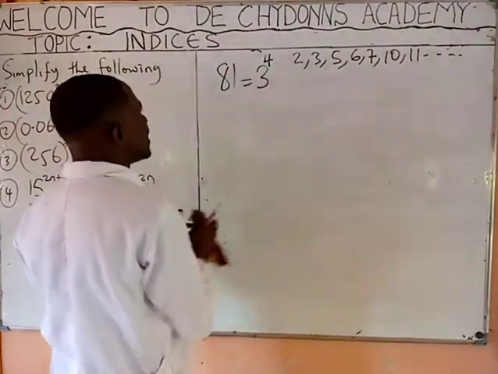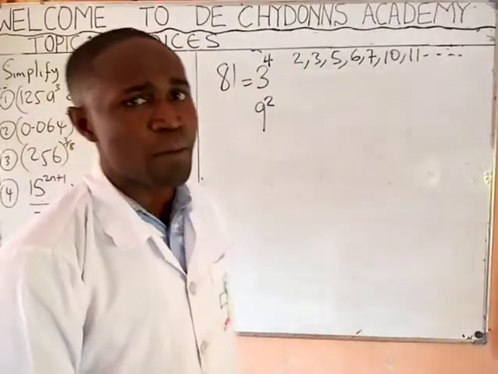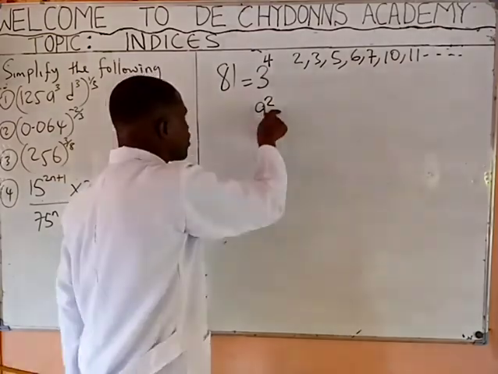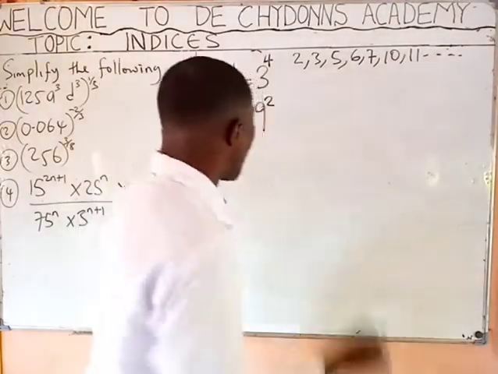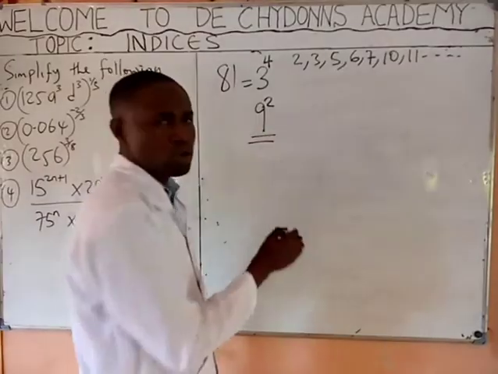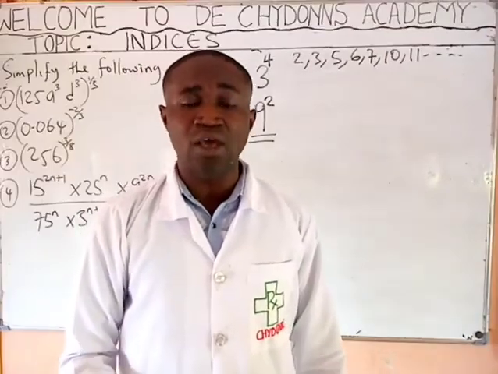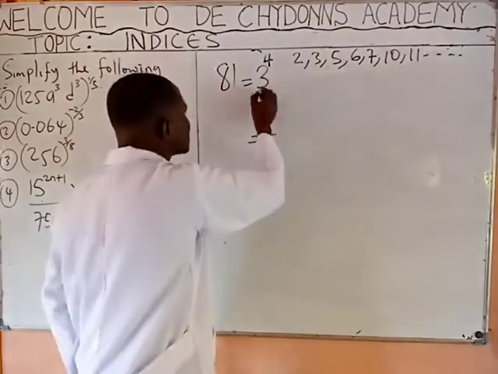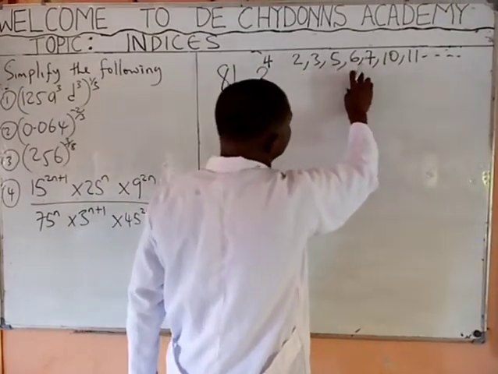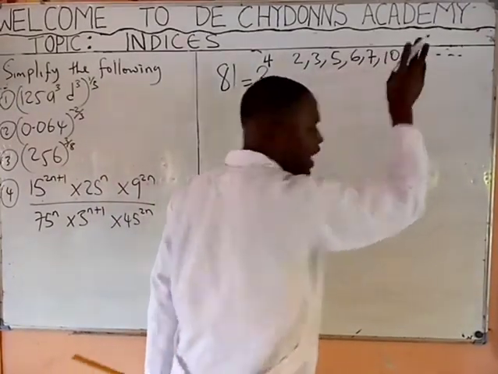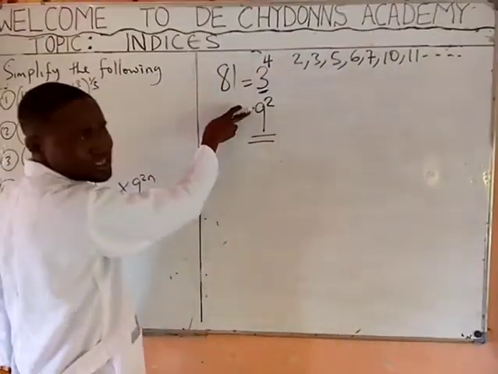If you make a mistake and you say 9 raised to the power of 2 is the basic index form of 81, you know that 9 raised to the power of 2 is 81, but that is not the basic index form of 81. You are very wrong. This is the basic index because we did not put 9 here, only 2, 3, 5, 6, 7, 10, 11, and so on. Okay? So 3 raised to the power of 4.